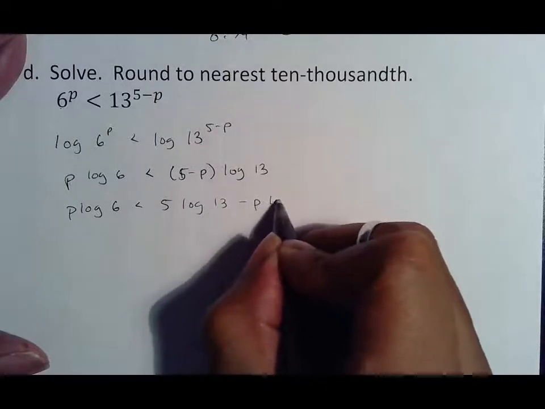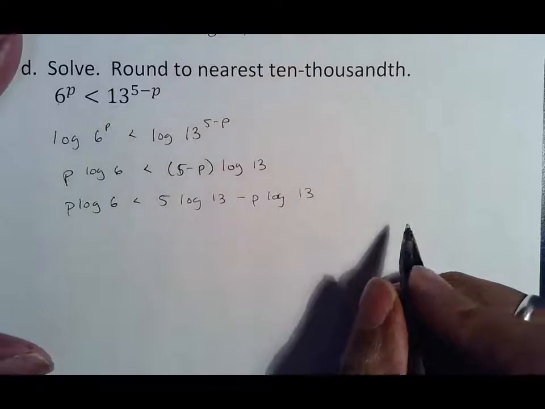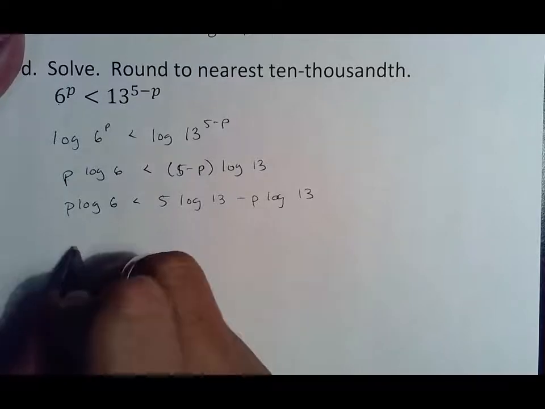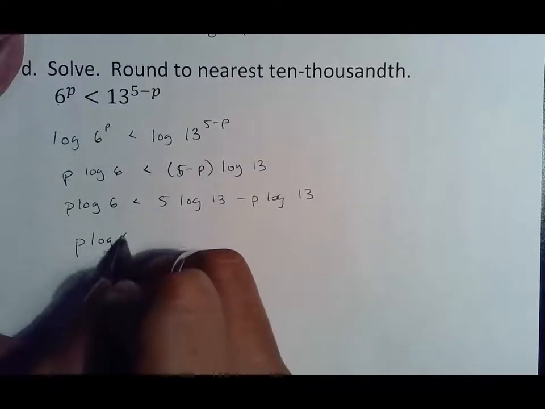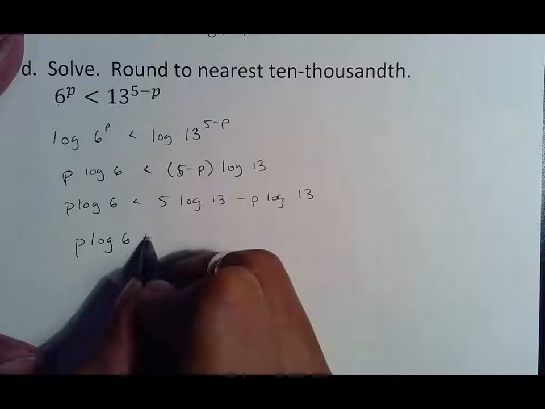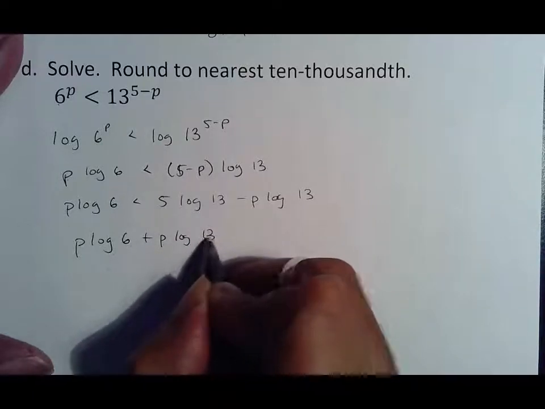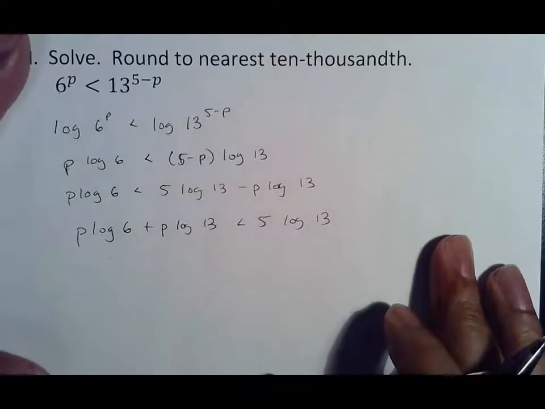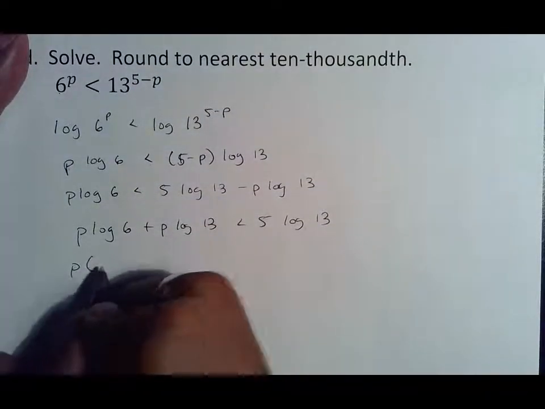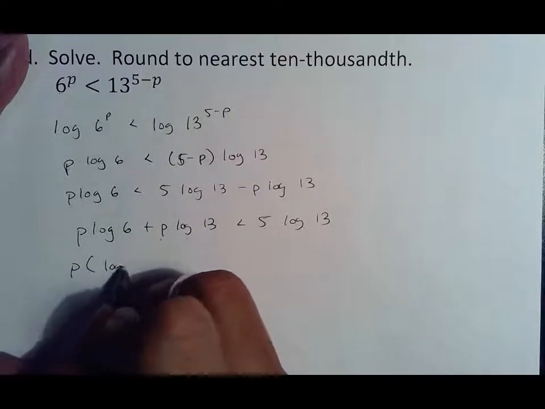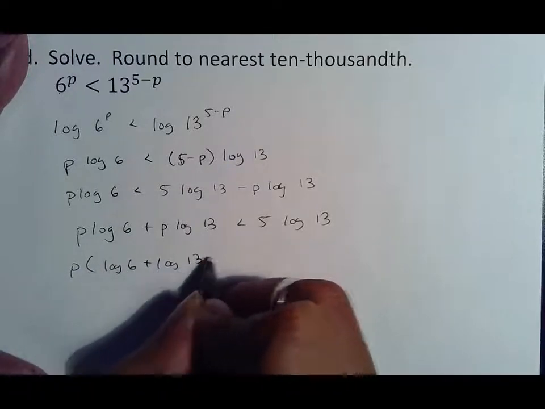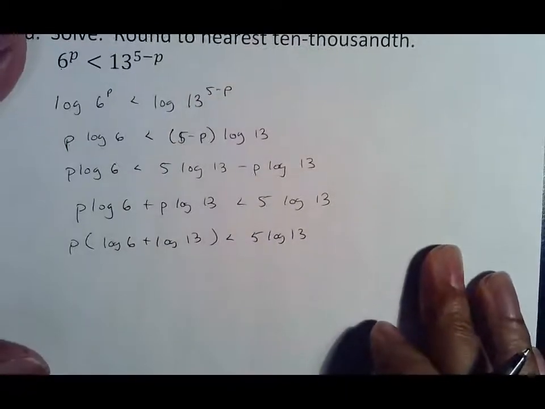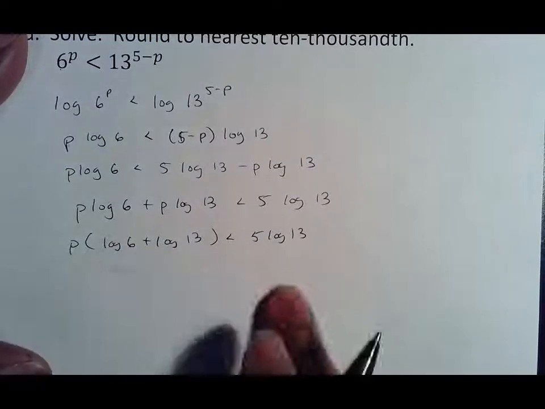Minus P log 13. And again, once we have a P over here and a P over there, we're going to move this over, making it positive. So P times log 6, plus P log 13 less than 5 log 13. Again, once we have those here, pull off the variable. And from there, move that over again, simply putting this on the bottom.